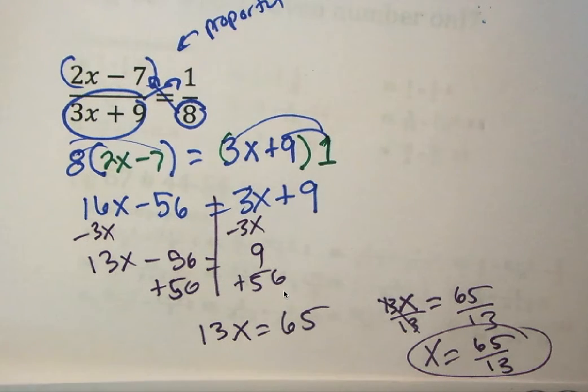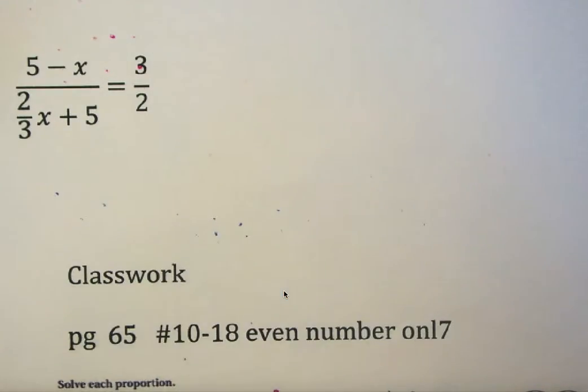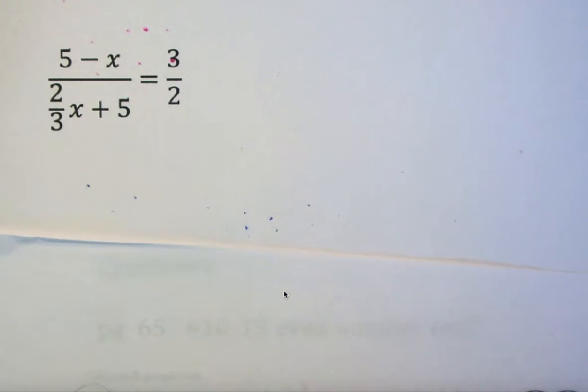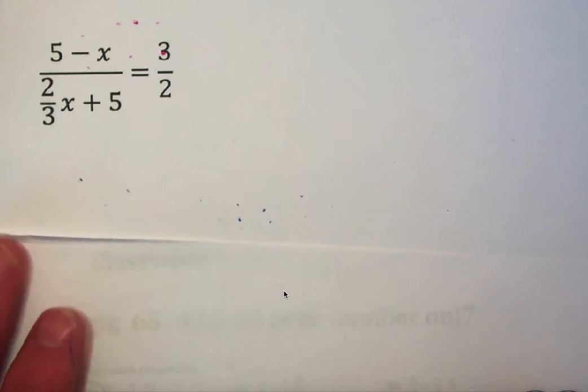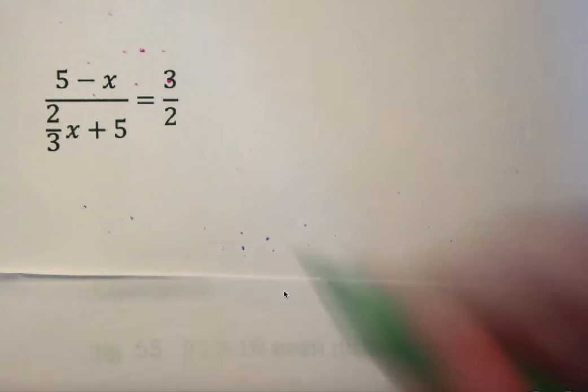And there we have it, right? A little work at the end, but that's work you've done before. So the new idea is just using cross products, right? Okay. So I have one for you and your partner to try right now. So let's use our new rule, use cross products.